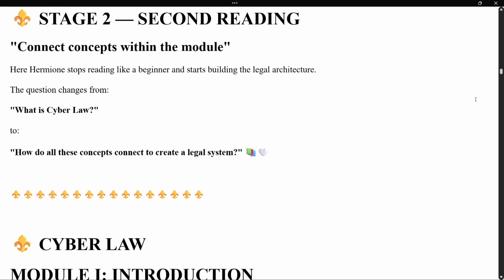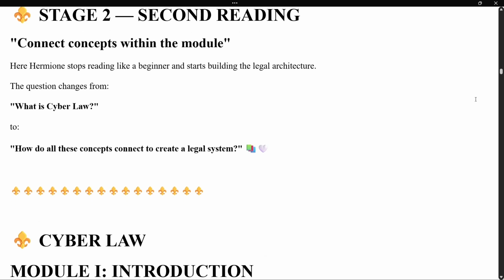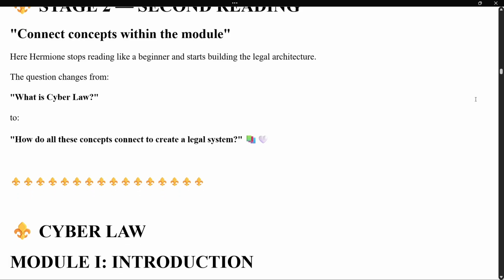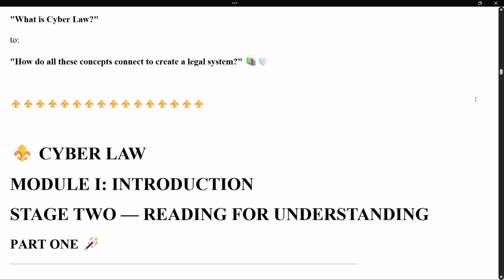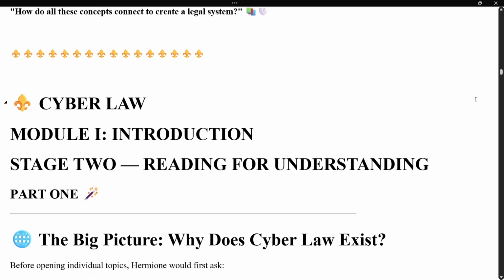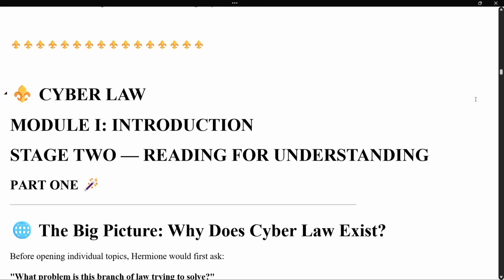Stage 2, second reading. Connect concepts within the module. Here Hermione stops reading like a beginner and starts building the legal architecture. The question changes from, what is cyber law? To, how do all these concepts connect to create a legal system?